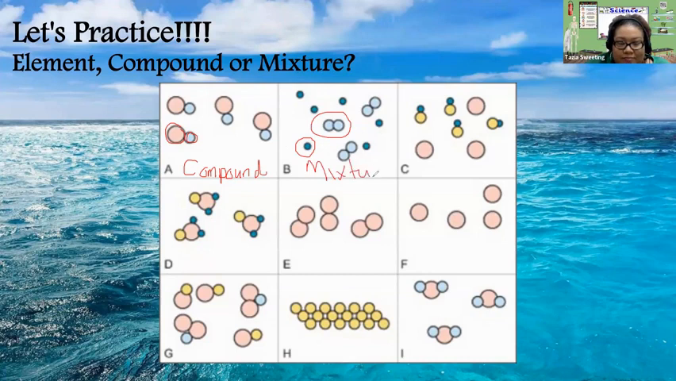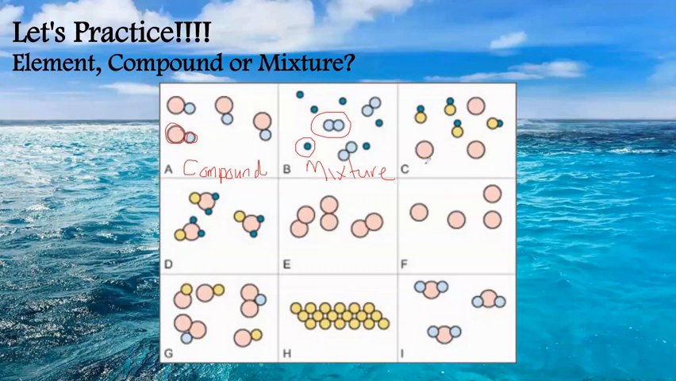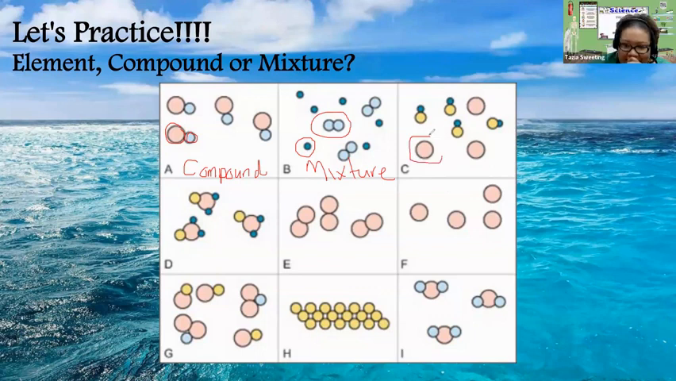What about C? Aaron, you want to answer? I think C is a compound. Okay, let's see if you're correct. Let's look at this one here. What is this representing?